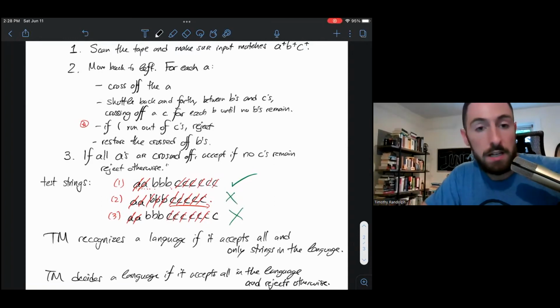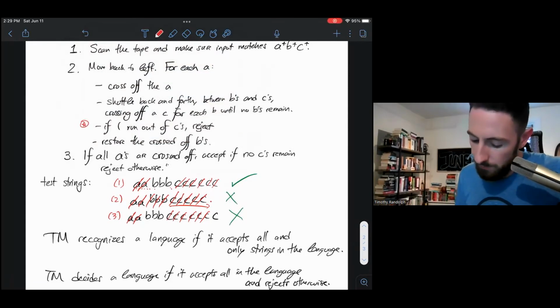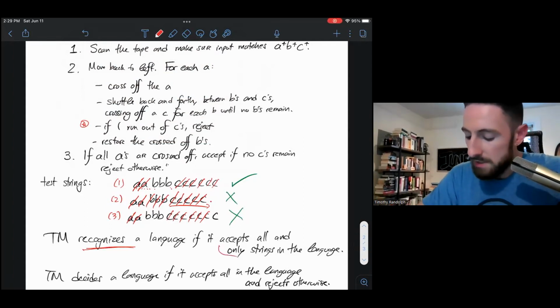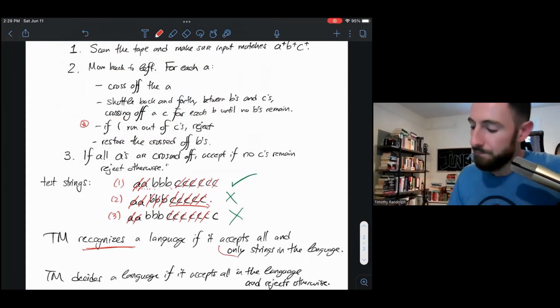Decision is stronger than recognition. So if I have a decider, I'm always guaranteed to say yes on a string in the language, and I'm always guaranteed to say no on a string that's not in the language. So what is the difference here? Why aren't these two the same? Well, it's possible to accept all and only strings in the language, but also to end up in an infinite loop and never reach the reject state on some strings that are not in the language. So if I infinitely loop on strings not in the language, then I might recognize the language without deciding it.